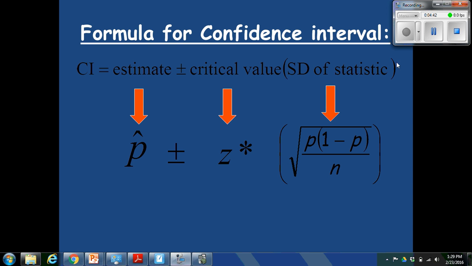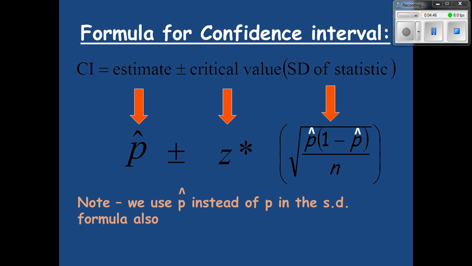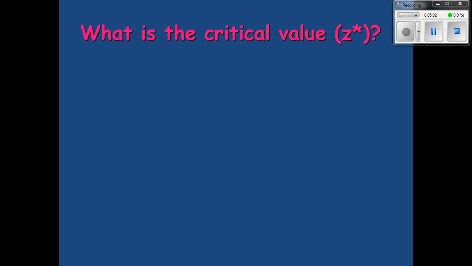But again, we don't know p, right? So we've got to make use of something we do know. So here's another time we have to use p hat in the standard deviation formula. Remember, it was also used to check the conditions a few minutes ago. So pretty much anytime you're doing these and it asks for p, if you don't know p, you have to use p hat. All right, so let's talk about this z-star value.